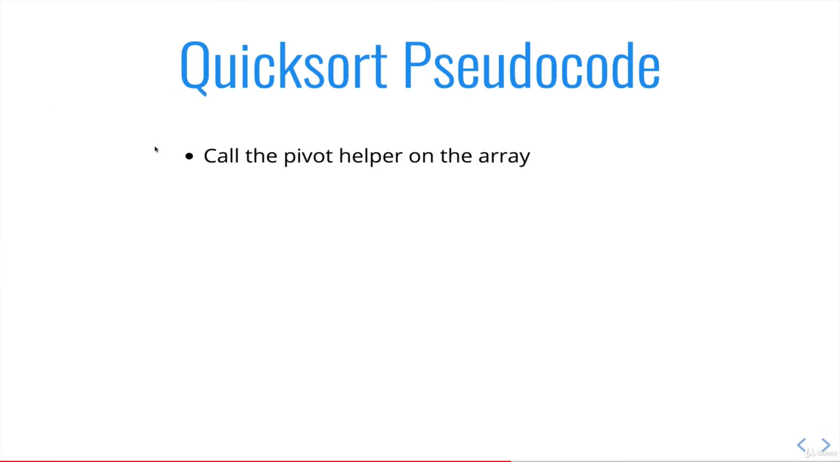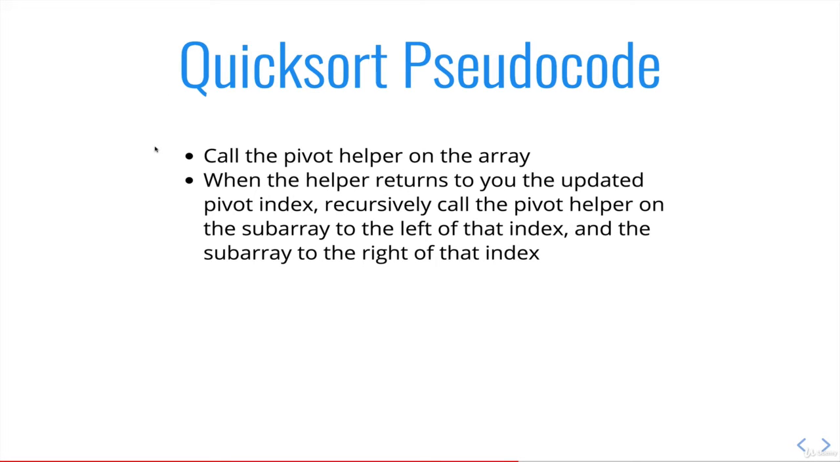So the rough logic: when the helper returns the updated pivot index, we recursively call quicksort on the left side and then on the right side as well. Now it's important to point out, we're not making new arrays. This is all happening in place. It's happening in the same array.